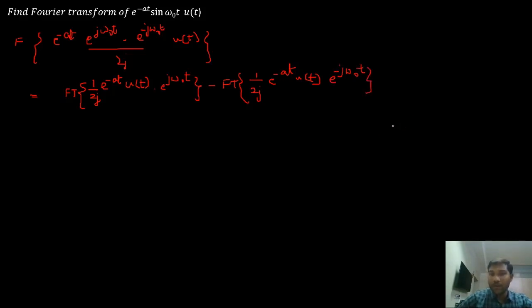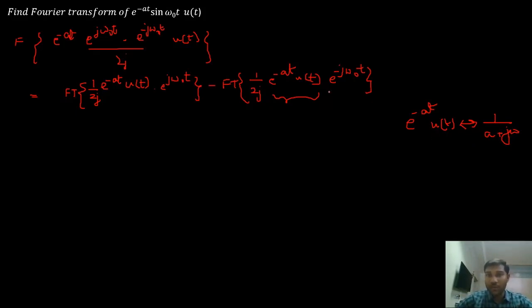Now, what is the Fourier transform for e power minus at into u of t? We have already found this one, right? Single-sided exponential. The Fourier transform is nothing but 1 by a plus j omega. Right? That is the Fourier transform for e power minus at into u of t.